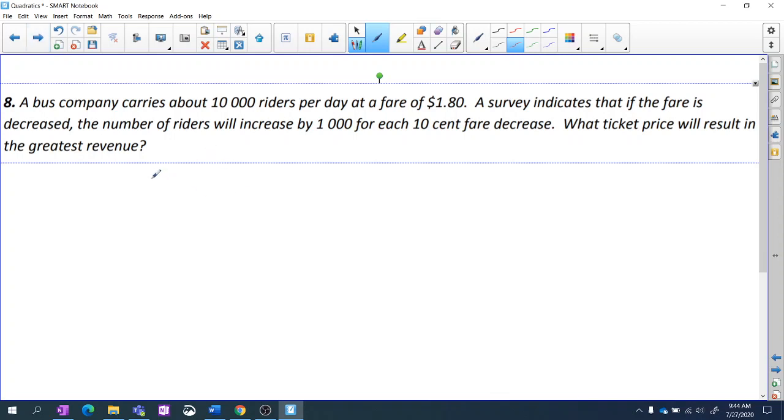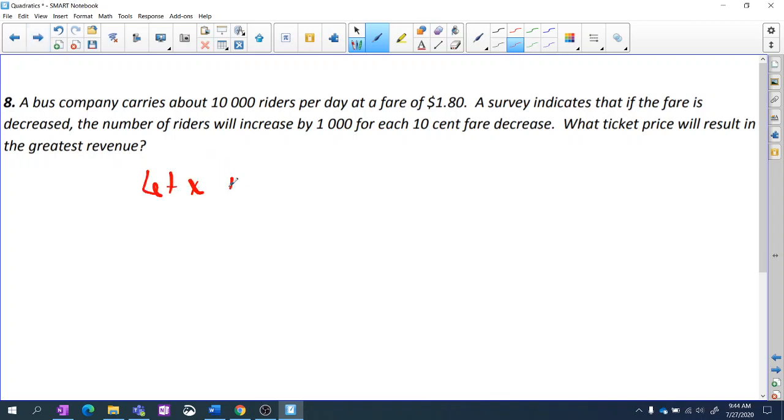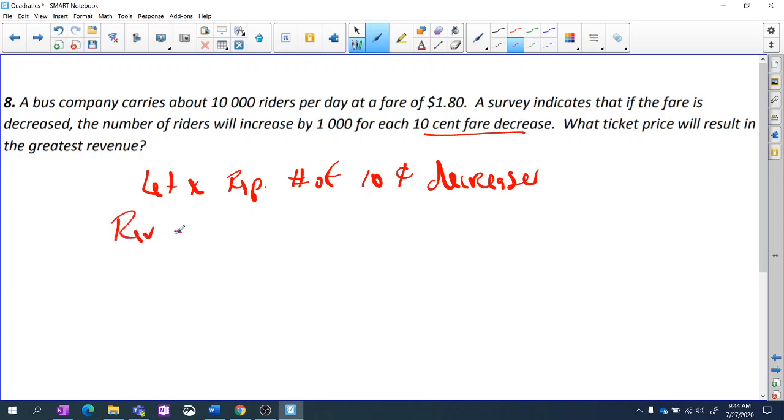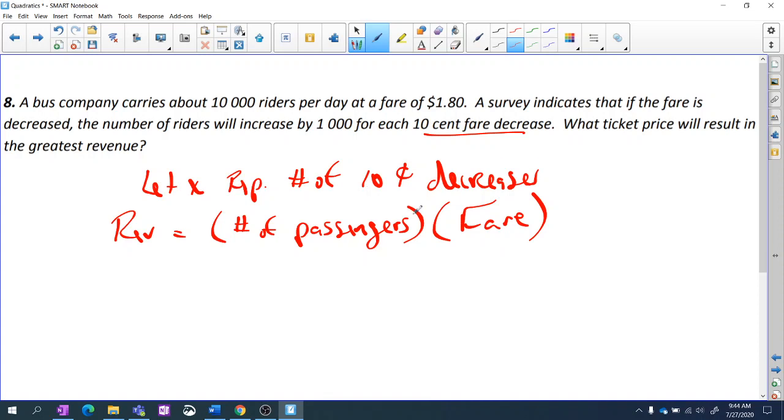So, like always, you're going to let your variable represent the number of 10-cent decreases. If you're running a bus company and you want to figure out your revenue, it will be the number of passengers multiplied by how much you charge them. So the fare, what are they paying to get on the bus? That would tell you how much money you made off of that particular bus line that month. So let's build this in now with the information that's given.